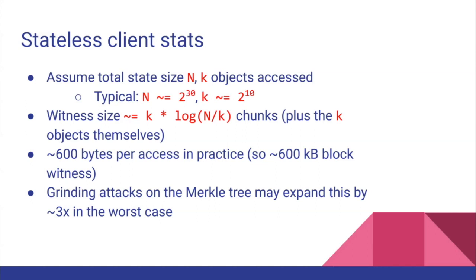Now let's look at concrete statistics, right? Let's establish some notation. We assume the total state size is n, and the number of objects accessed in a block is k, right? So n, you can think of as the total number of accounts, contracts, storage slots, everything in the state. In Ethereum's case, it's in the hundreds of millions of objects. So we can round it off and say n is roughly 2^30, so roughly a billion, and k is roughly 2^10.